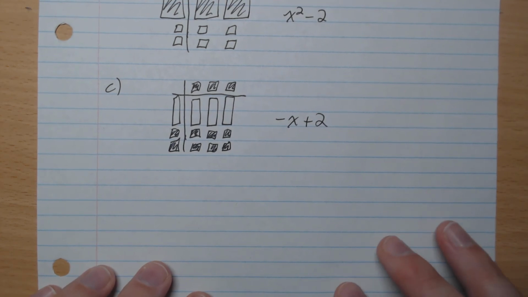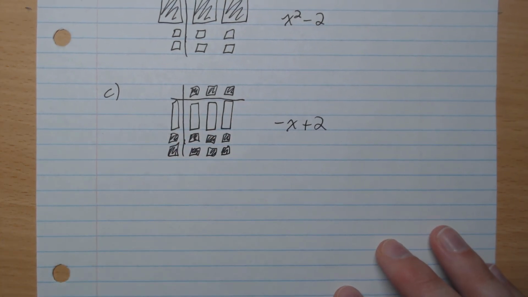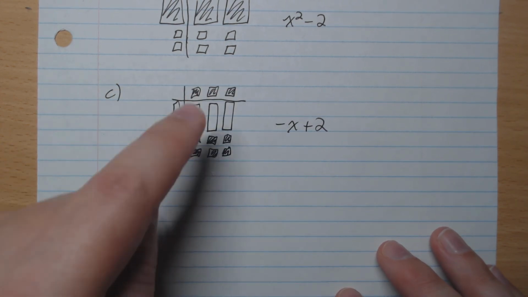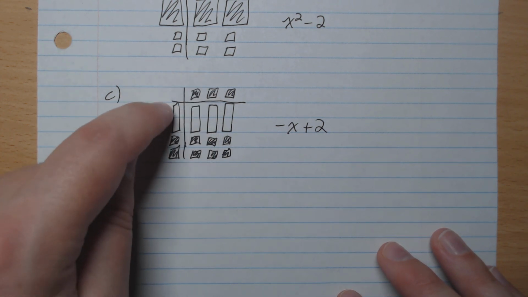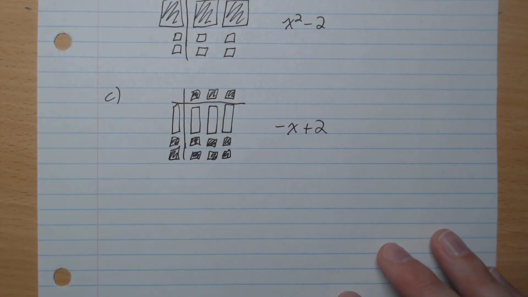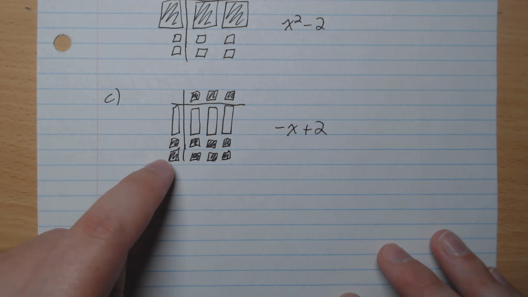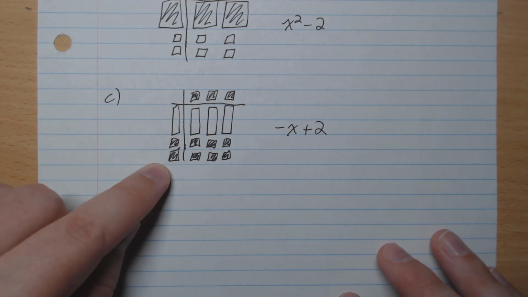Okay, last one, C. We have negative 3x plus 6 divided by 3, 1, 2, 3, like that. So 1 times something gives negative x, so that's 1 times negative x gives negative x, like that. And you can see it matches for the other two as well. And then 1 times 1 gives 1, 1 times 1 gives 1, like that. And so our answer is right here, negative x plus 2.